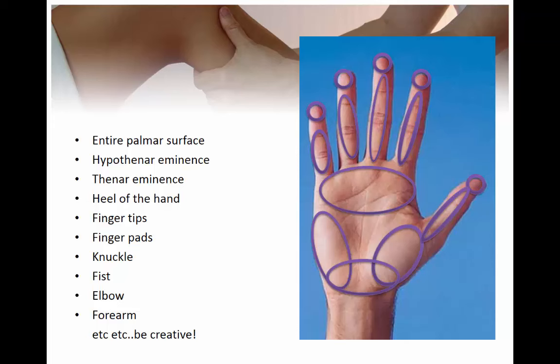Massage can be very tiring on the hands. Depending on the strokes, you can utilize different parts of the hands so you don't get so tired. The most common parts of the hand utilized for massage therapy are the entire palmar surface, the hypothenar eminence, which is opposite from the thumb, the thenar eminence, which is the fleshy part of the hand on the thumb side, the heel of the hand, the fingertips, the finger pads, the knuckle, fist, elbow, and the list goes on and on. You can be creative.